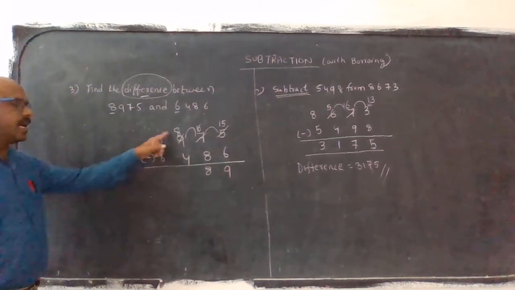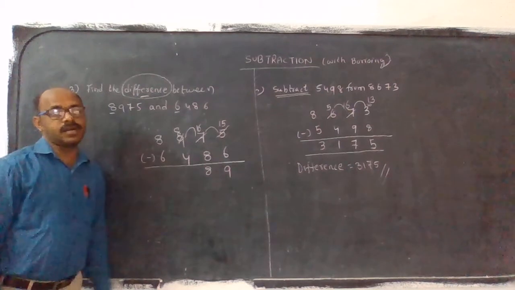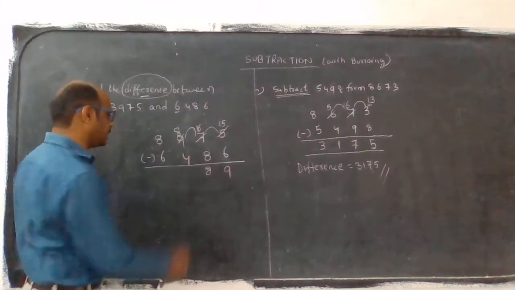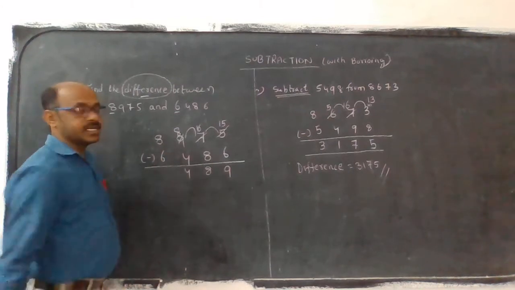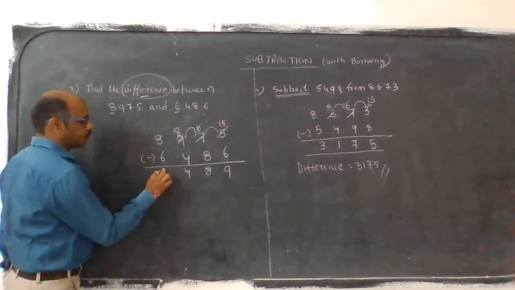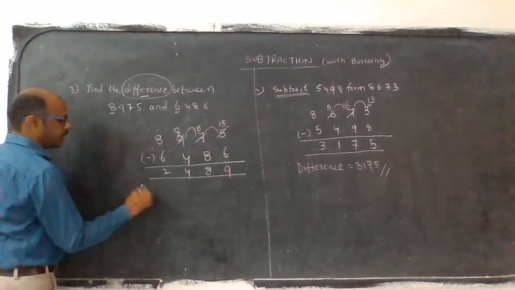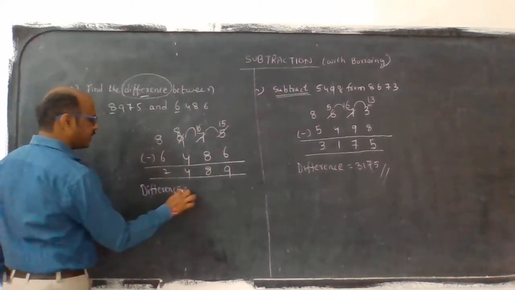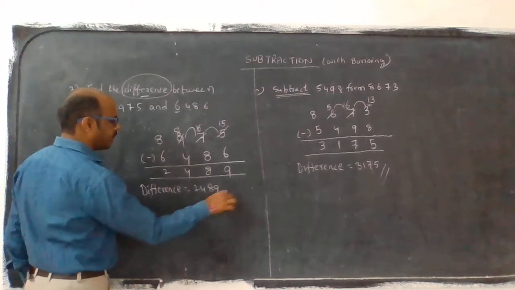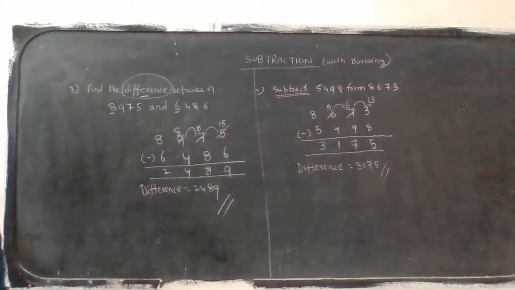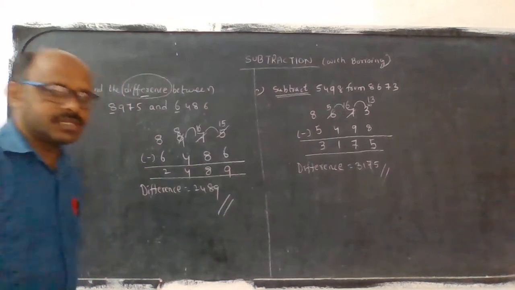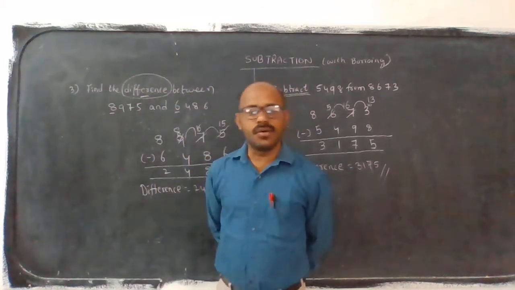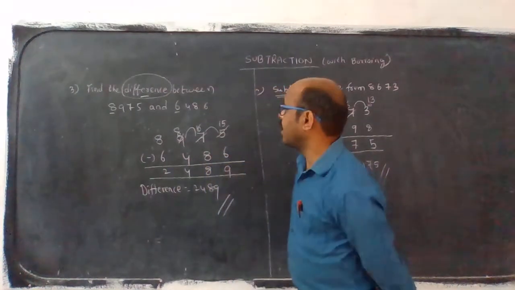Compared to 8, 4 is a smaller number, so directly we remove 4 from 8. 8 minus 4 is 4, then 8 minus 6 is 2. How much difference did we get here? Difference is equal to 2,489. Isn't it clear, children? Till here, okay.